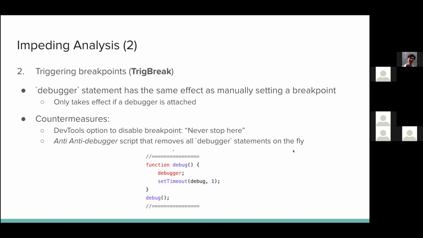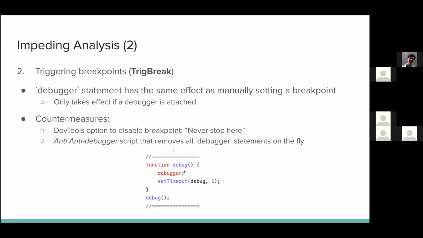The second one is to trigger a breakpoint. The debugger statement is a statement in the JavaScript code that has the same effect as manually setting a breakpoint. So this code repeatedly triggers a breakpoint. It runs debugger and then sets a timeout so that this will be run again 1 millisecond later.